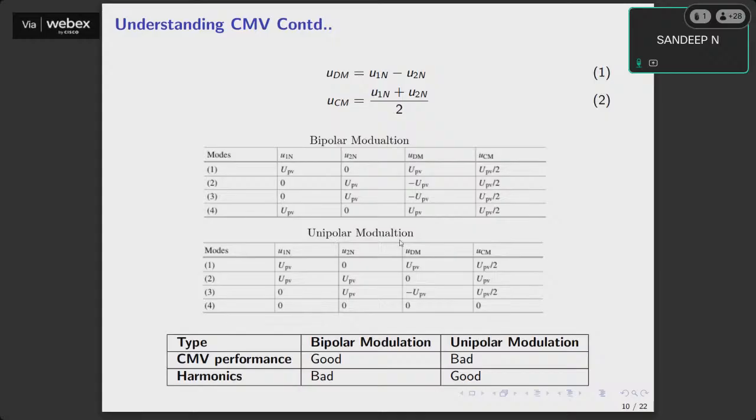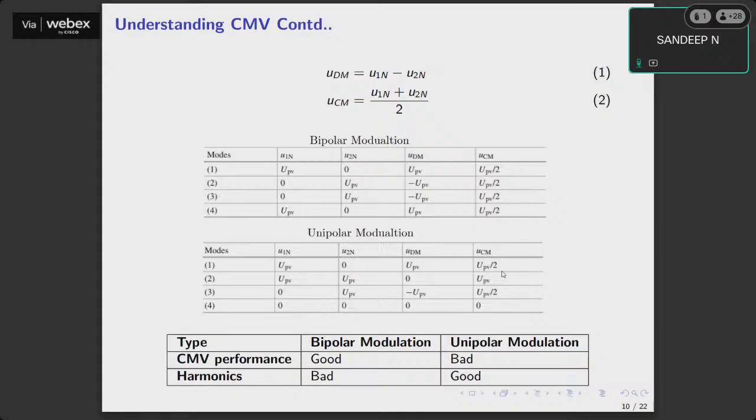And if you look at unipolar modulation, these are the output levels that you have: three levels of output, UPV, minus UPV, and 0. You can see that the common mode voltage is going to swing between the levels UPV by 2, UPV again by 2, and 0. What does that indicate? That shows that the common mode voltage performance is good in the case of bipolar modulation, because it is constant, whereas in unipolar it is swinging, it is changing. This change is going to cause a leakage current, right?